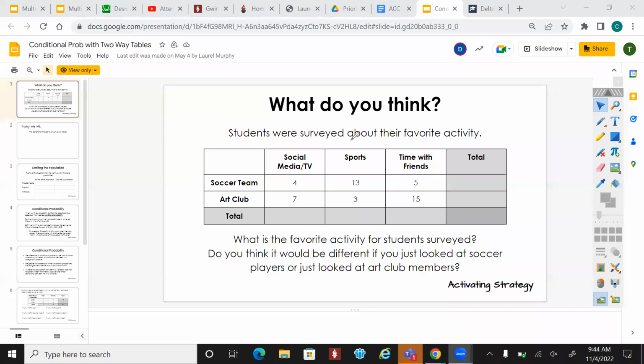Board on the computer. Okay. Social media, TV. Sports, time with friends. Okay, so the first thing that we want to do is go ahead and total up everything. So when you're given one of these charts, you're going to want to add them up.